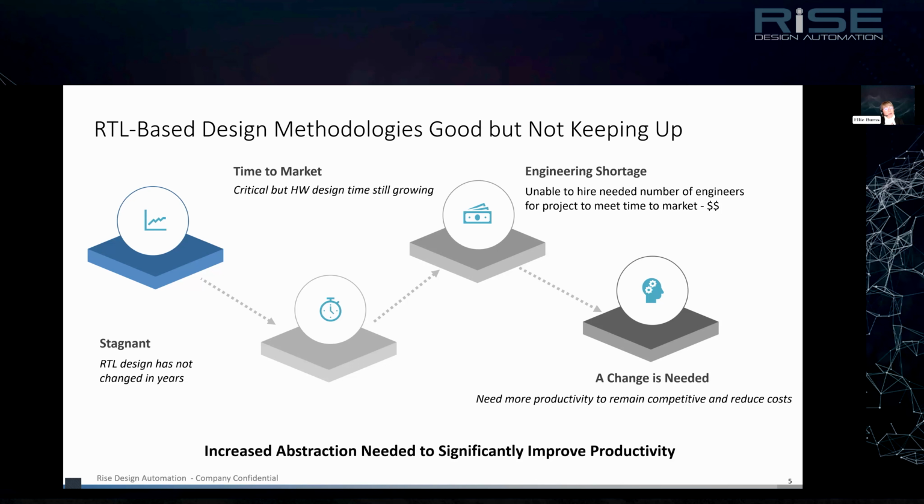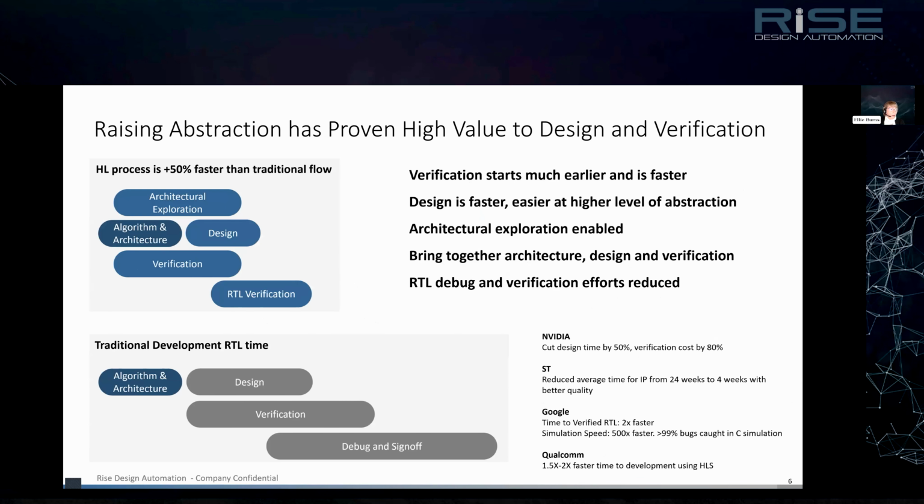And we see, really as an industry, we need to change the level of abstraction across the industry to significantly improve this and take us into the next generation. We have seen, and some of these come from my efforts over the years, that raising abstraction has already proven to be very valuable, right? You can start verification much earlier, your design is faster, for architectural exploration you can combine architecture plus algorithm and verification and do all that much quicker. Your RTL debug time is reduced.